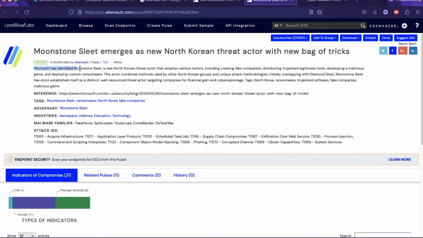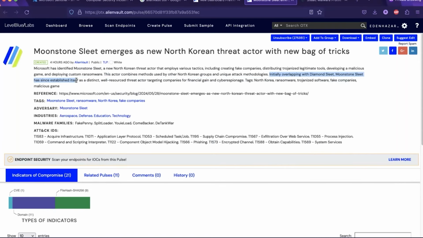If I read this out: Microsoft has identified Moonstone Sleet, a new North Korean threat actor that employs various tactics, including creating fake companies, distributing Trojans as legitimate tools, which is happening a lot nowadays, developing a malicious game, and deploying custom ransomware. This actor is combining methods used by North Korean groups with a unique attack methodology, initially overlapping with Diamond Sleet.